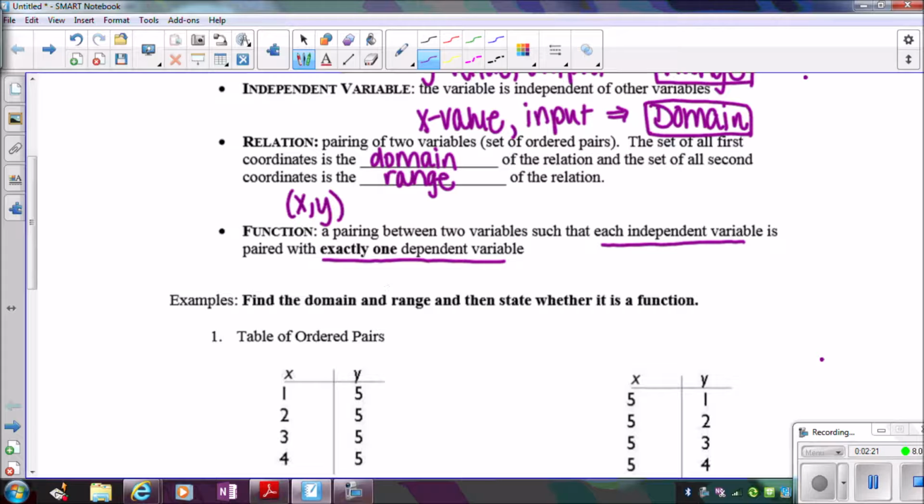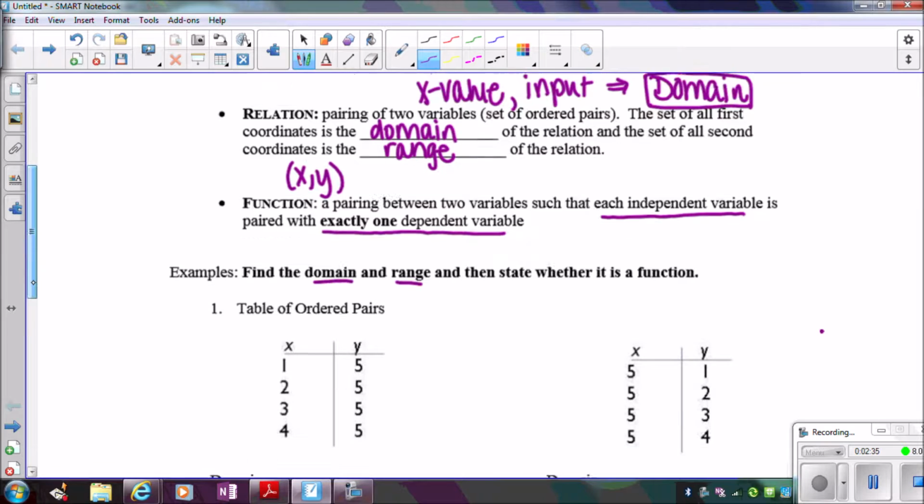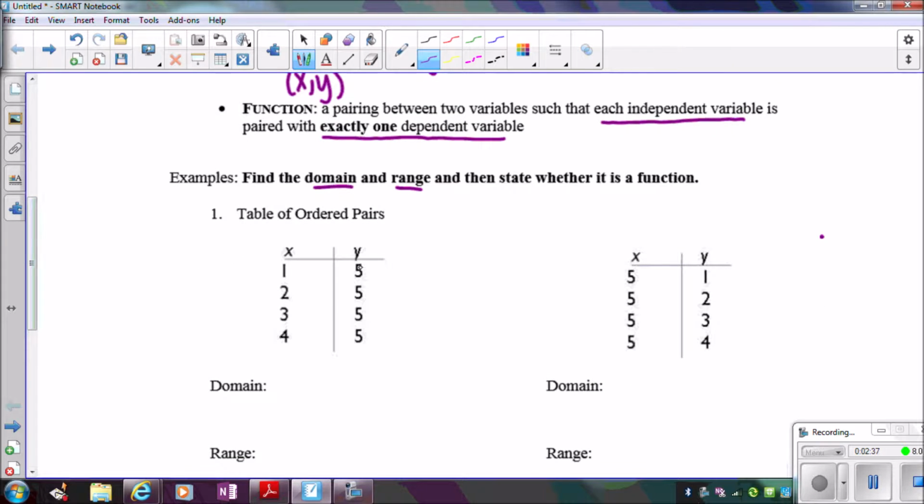What we're going to do is look at some examples, and practice identifying whether these are functions so that you can understand the definition a little bit better. And then we're going to also look at the domain and range, so our inputs versus our outputs. For this first example, this is considered a table of ordered pairs, so your x, y. So here's all of our inputs. Our domain is just going to be those 4 numbers: 1, 2, 3, and 4.